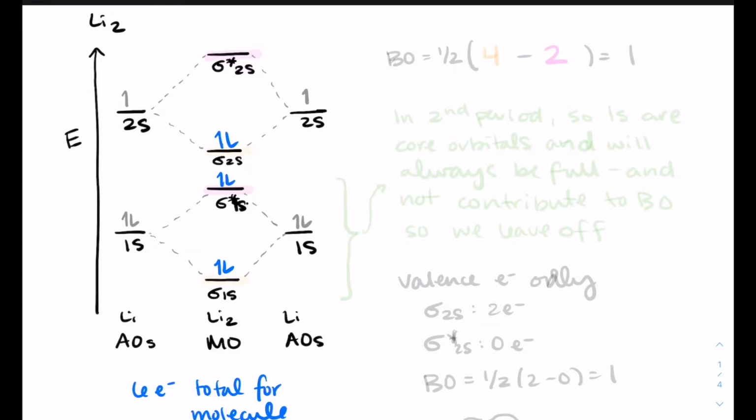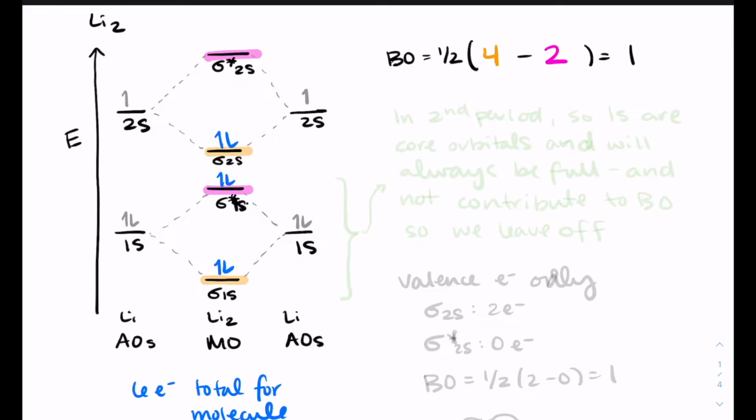When I go to calculate my bond order, I will count everything that I see, so from the 2s and from the 1s. The bonding MOs are highlighted in orange. I have 4 electrons in my bonding MOs. Antibonding is in pink, 2 electrons in the antibonding MOs. So half of 4 minus 2 is 1. It looks like dilithium would probably exist, with a bond order of 1.